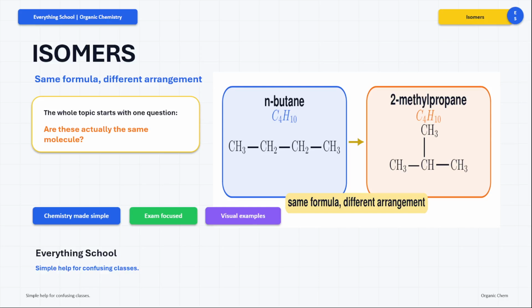Everything's school. Isomers made simple. Today we are going to make isomers feel much less confusing. The big idea is simple. Isomers have the same molecular formula, but a different arrangement.